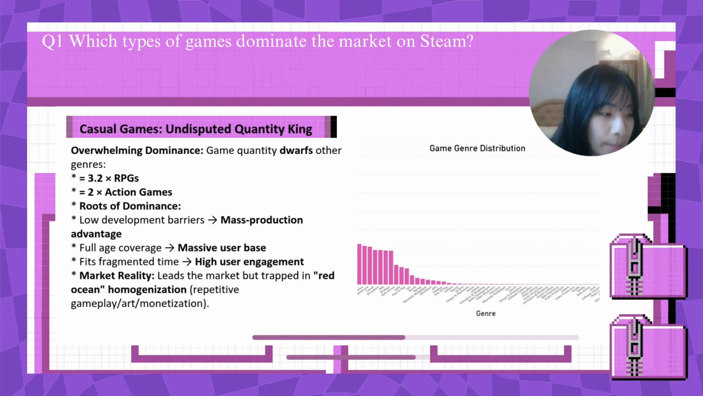Currently, casual games hold a commanding lead in quantity, dominating the platform. Their success stems from low barriers to entry, broad age appeal, and compatibility with fragmented free time. Yet beneath this boom lies intense homogeneity, repetitive gameplay, similar art styles, and rigid monetization models. This squeezes innovation and breeds user fatigue, trapping the genre in the red ocean. The second largest category, adventure games, maintain a stable user base but face dual pressures: competition from top casual titles, and variance within their own genre over narrative depth and level design.